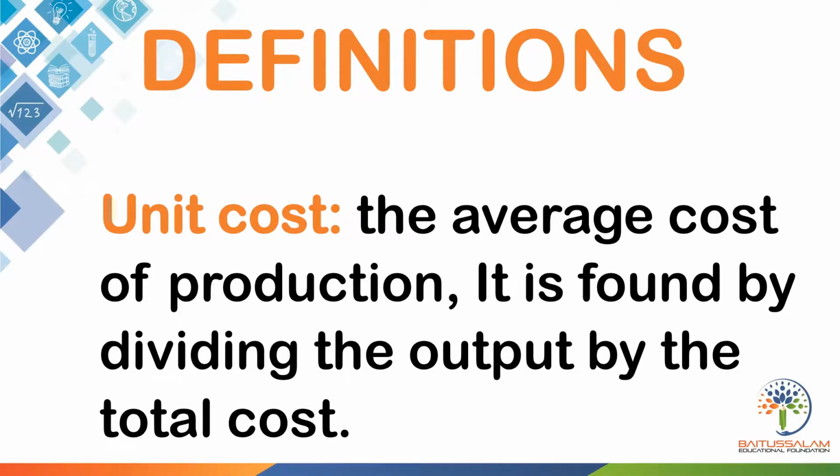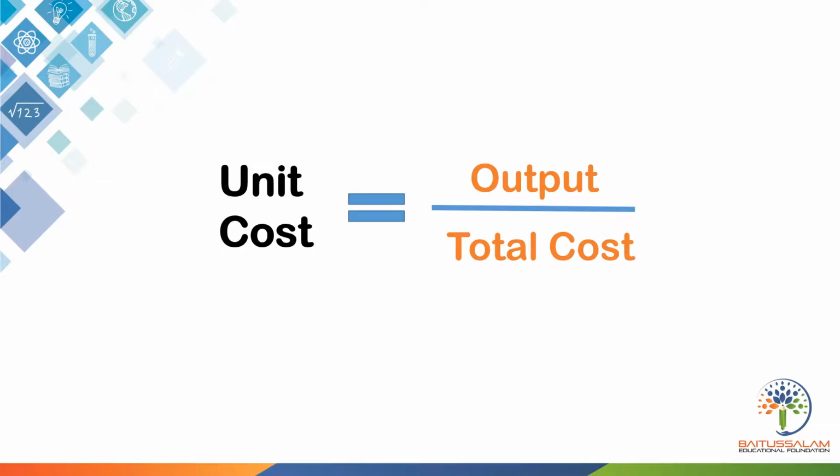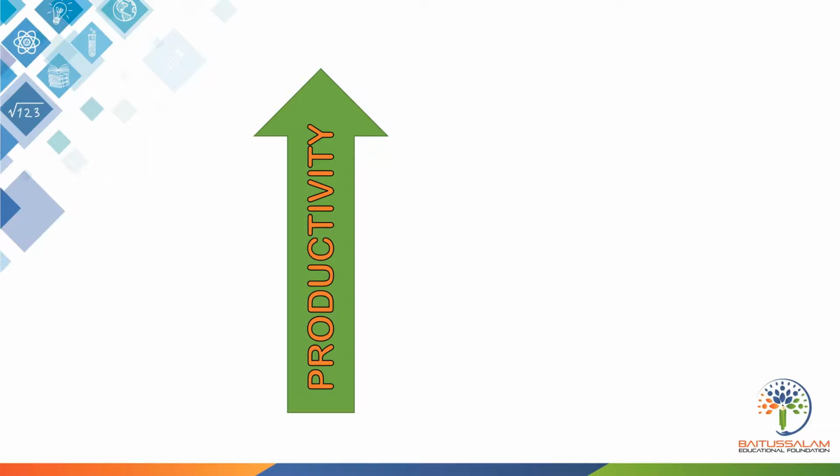Definitions. Unit cost: the average cost of production. It is found by dividing the total cost by the output. Unit cost equals total cost divided by output. A rise in the productivity of a factor of production will reduce unit cost.